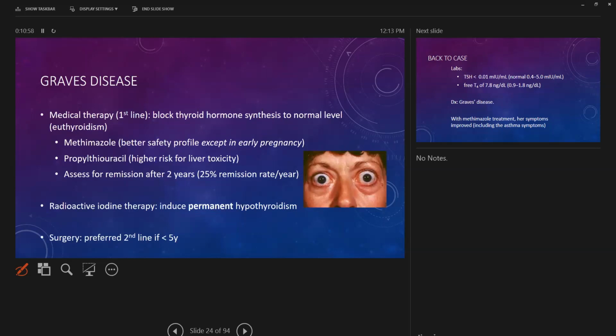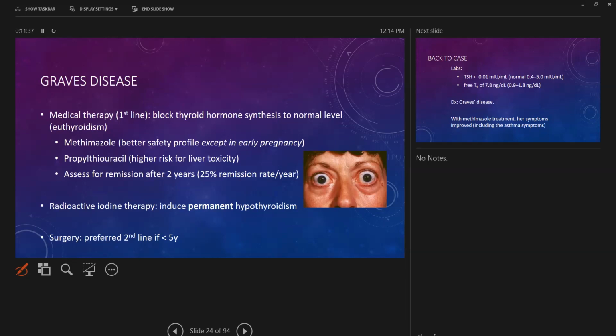So continue on Graves' disease. The first thing that we need to do is block thyroid hormone synthesis back to a normal level. So the medications that we use are methimazole and PTU. I'm not even going to try. Methimazole has a better safety profile, particularly in early pregnancy, so normally you'll see that. And PTU also has a risk for liver toxicity, so we want to monitor LFTs while the patient's taking this medication.